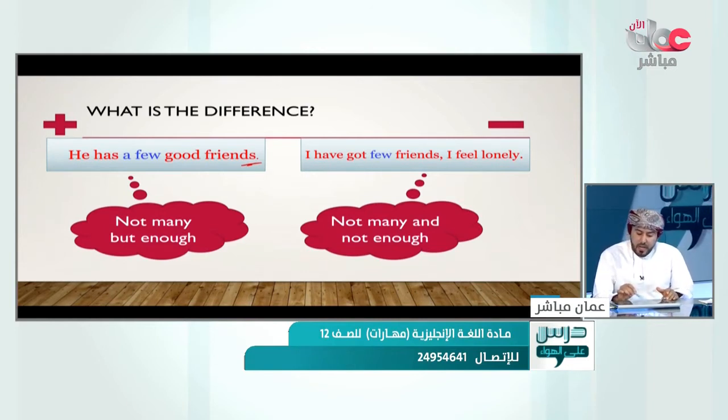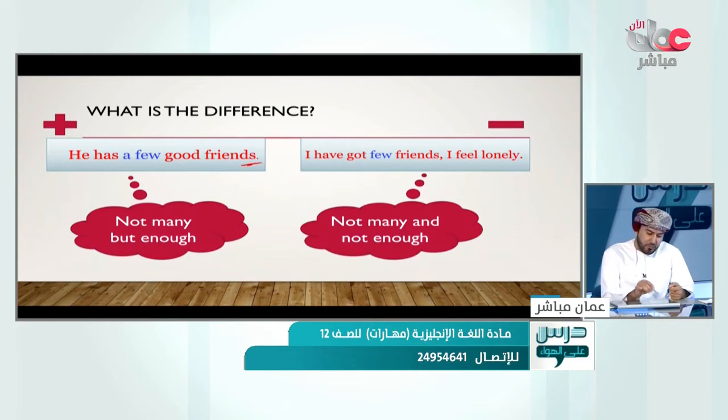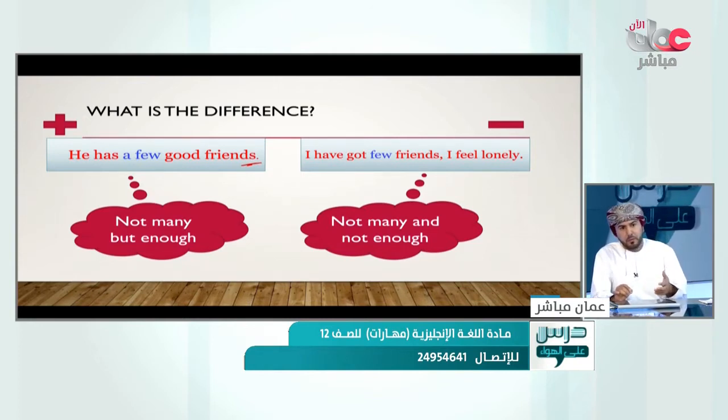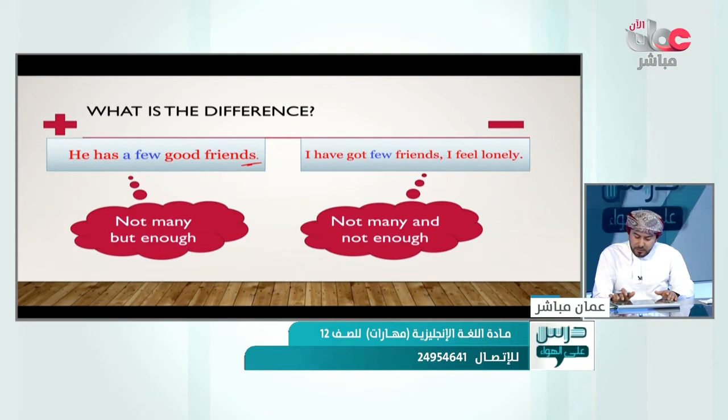While here we have, I have got few friends. I feel lonely, which means that I don't have enough friends, and I am not happy and I feel lonely about myself, so I need more friends. The idea here is that a few comes with the positive meaning, and few gives you the negative connotation. Yes, we are going to complete with the next slide.